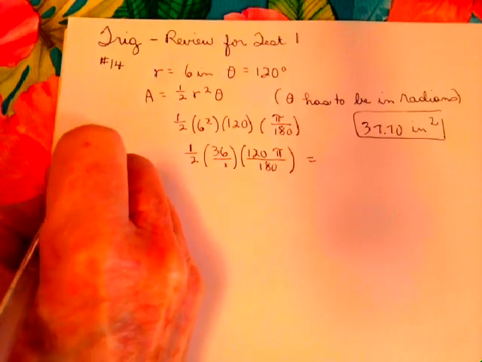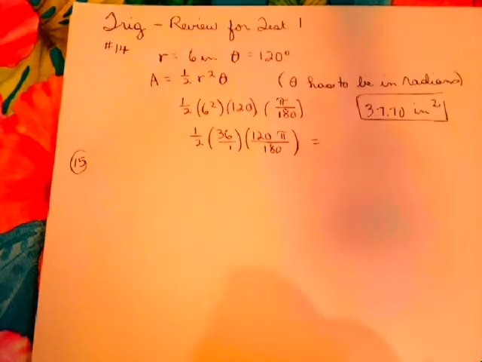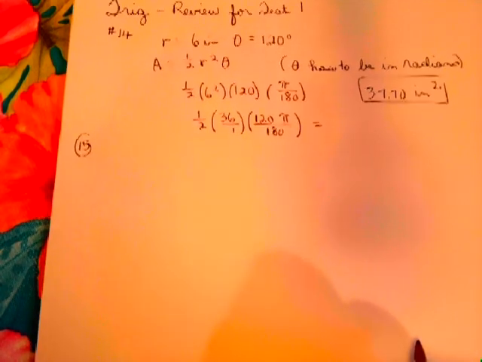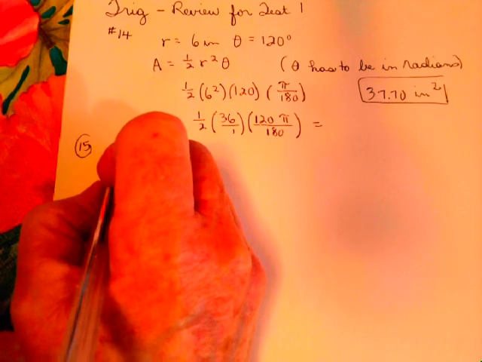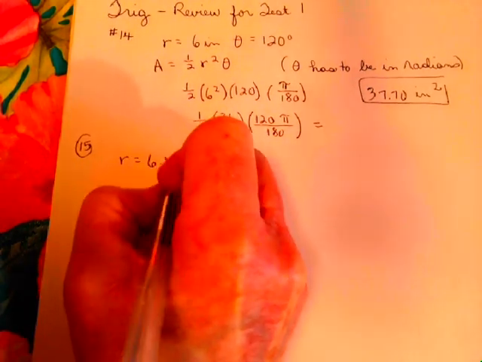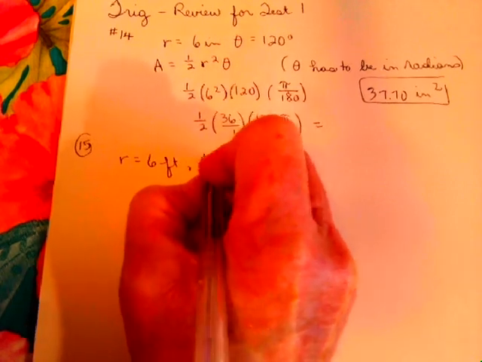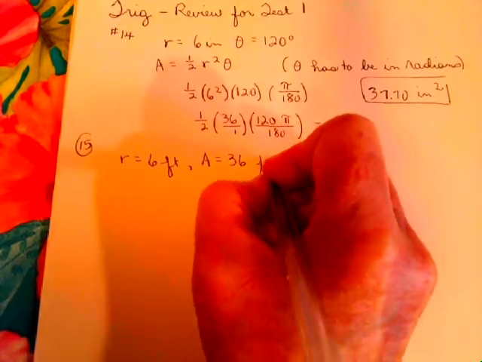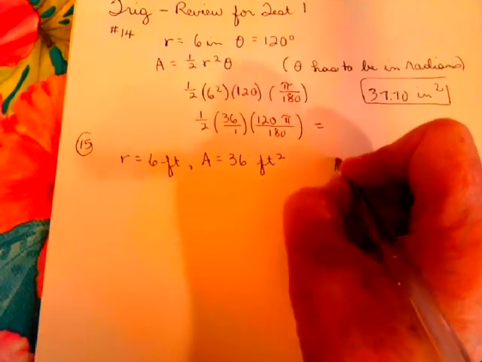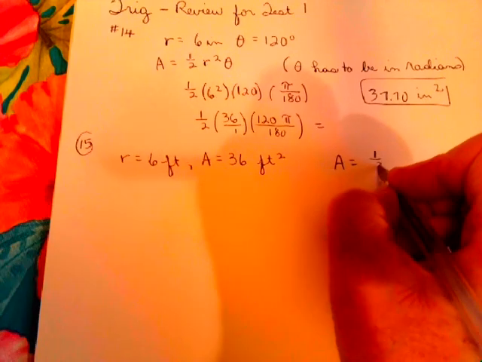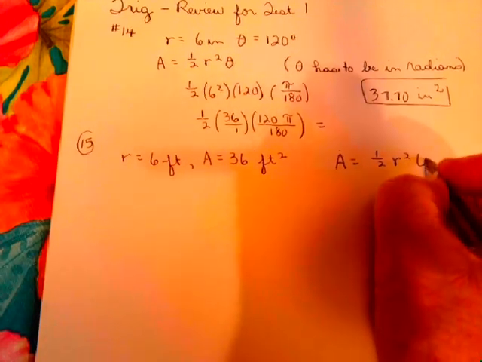Number 15. Find the measure of the central angle on a circle of radius r that forms a sector with the given area. They're telling me that r equals 6 feet. They're telling me that the area is 36 square feet. I'm using that same formula that I just used, area equals 1/2 r squared theta.